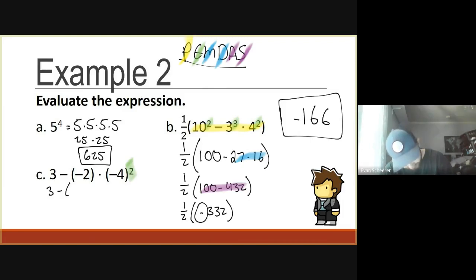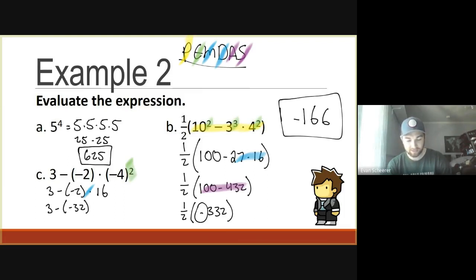So 3 minus negative 2 times, well, negative 4 times negative 4. Think about it. Negative 4 times negative 4 is positive 16. After that, we have multiplication and division, which is right there, right? So that's 3 minus, well, negative 2 times positive 16 is negative 32, right?